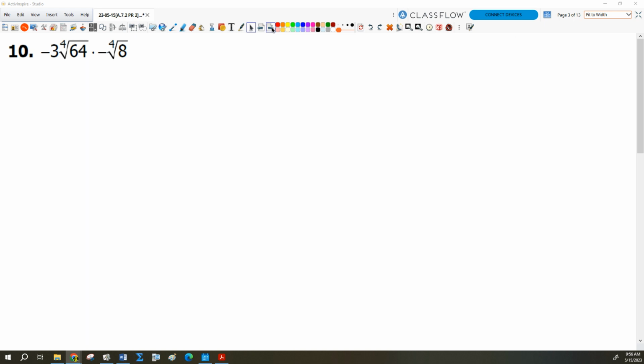Okay, negative 3 times negative 1. Look at my outside numbers, right? My outside numbers I'm going to multiply together first. My outside numbers are negative 3 and negative 1, so I get a positive 3. What's next? Abby, what am I doing next here?